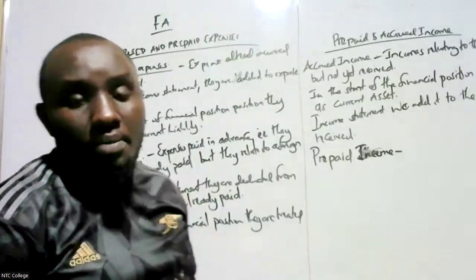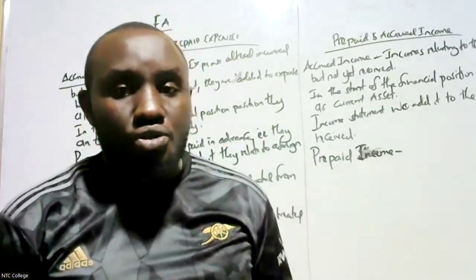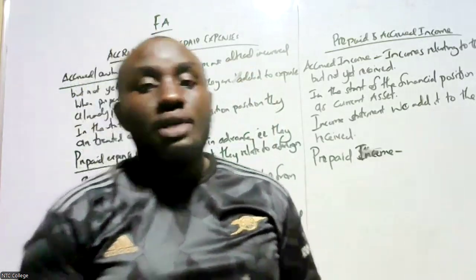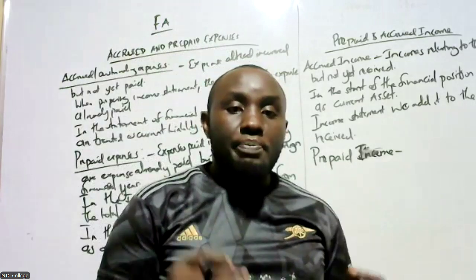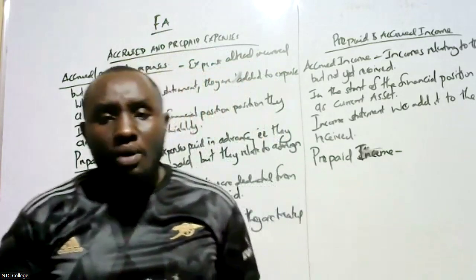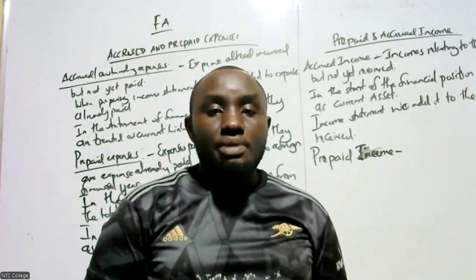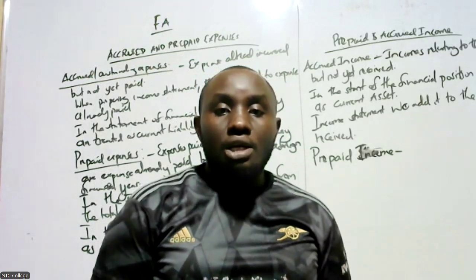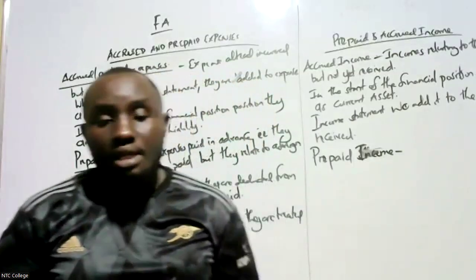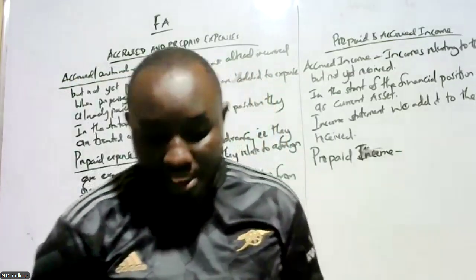So how would you treat prepaid incomes? In the income statement, what would you do to it? Basically, you're going to less it on the incomes that are already paid. What about the statement of financial position or the balance sheet? How are you going to treat it? In the income statement, you less it on those incomes that have already been received.